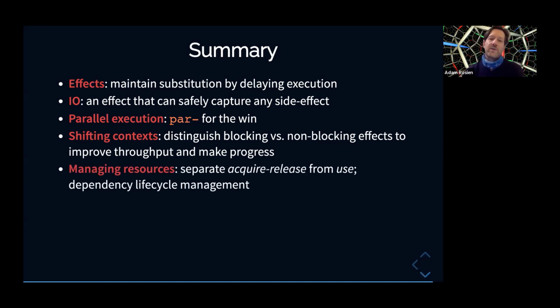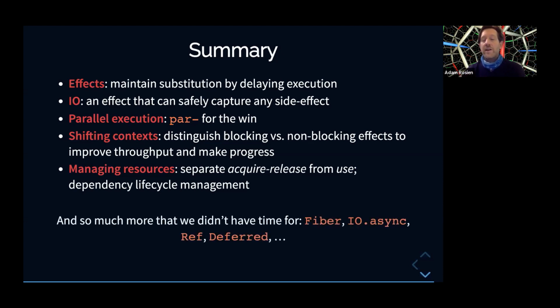There's a very common pattern of acquire, use, and release, and the Resource data type in Cats Effect lets us encapsulate that. Very useful for dependency lifecycle management. And there's so much more. There's the notion of fibers, which we didn't get to, other ways of building asynchronous computations. There's a whole bunch of concurrency primitives for sharing state, for doing semantic blocking. You'll get to learn what that is later. But that's, I think, a good amount to throw at you there.